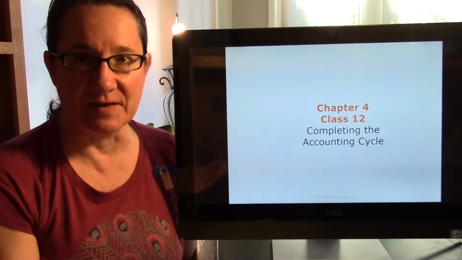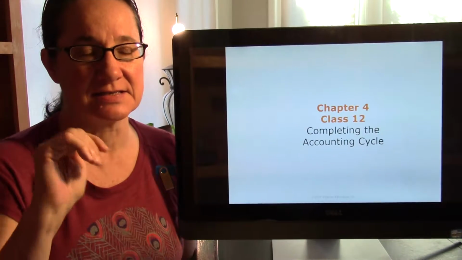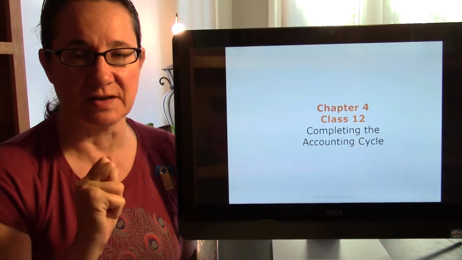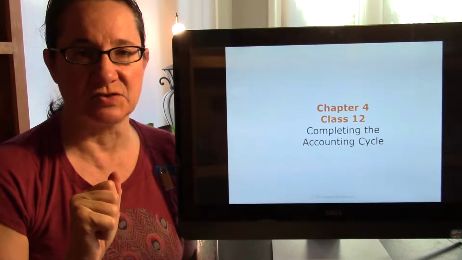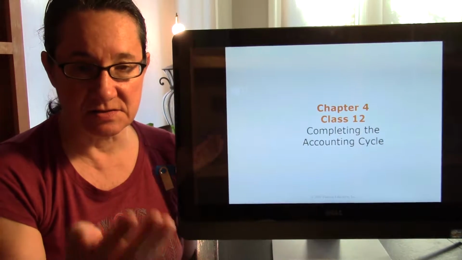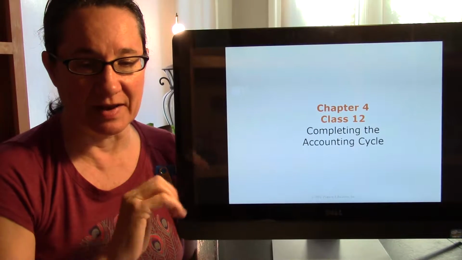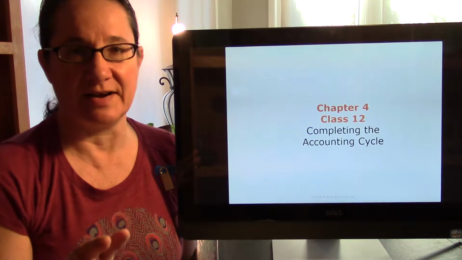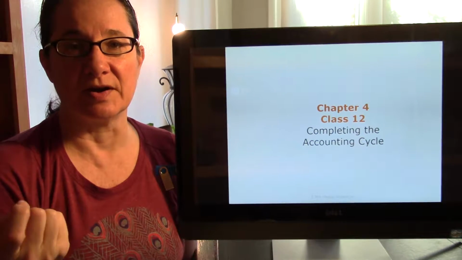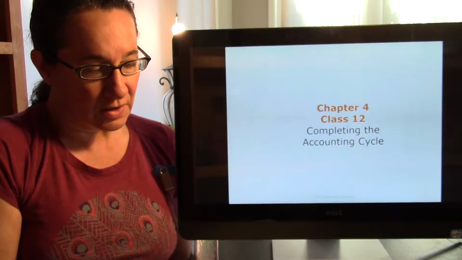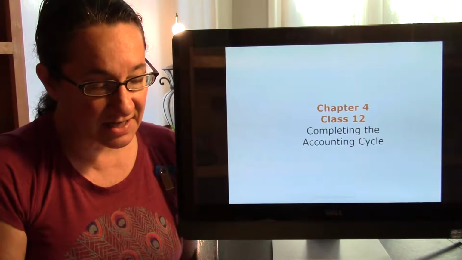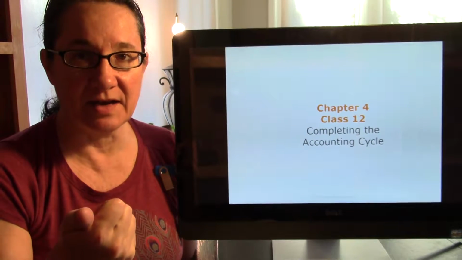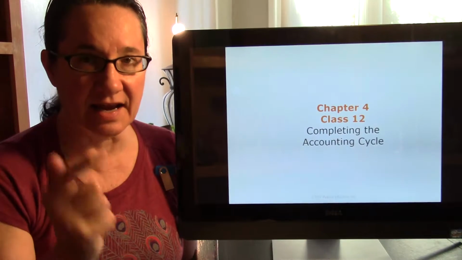We have transactions occur, we analyze, we journalize, we post to the ledger, we prepare an unadjusted trial balance, we adjust the trial balance using adjusting entries, then we have an adjusted trial balance, then we prepare the financial statements, and the last part is closing the accounts. So we're up to finishing the accounting cycle, which is prepare the financial statements and close the accounts.